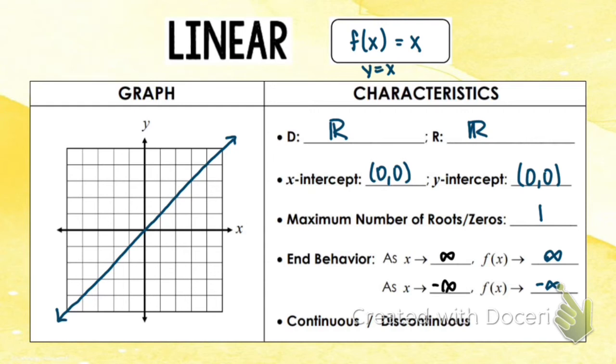And finally, we want to know, is this function continuous or discontinuous? And the easiest way to look at this is to ask yourself, are there any holes in the function or any really crazy things happening? The answer is no, so it is just continuous. It's a continuous line. There are no interruptions.